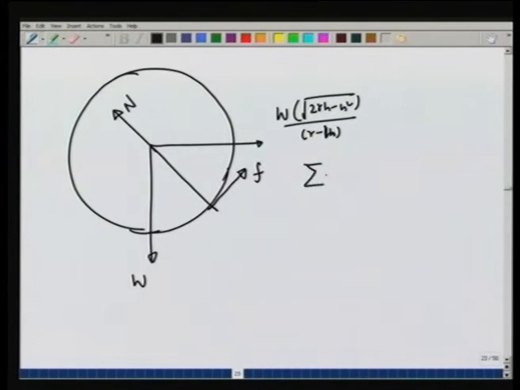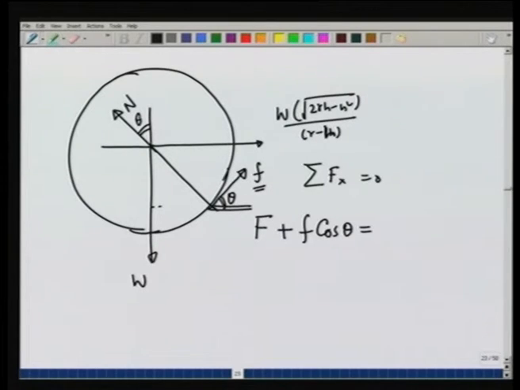If I take summation over F x is equal to 0, then the horizontal component of the force f, frictional force, should balance the horizontal forces otherwise applied. So, I find that F, that is the force that we are applying, plus f, let us say this angle is theta, cosine of theta should be equal to, if this angle is theta, then this angle would also be theta, because this is perpendicular to F and this line is perpendicular to this line. So, it will be minus N sin theta is equal to 0.